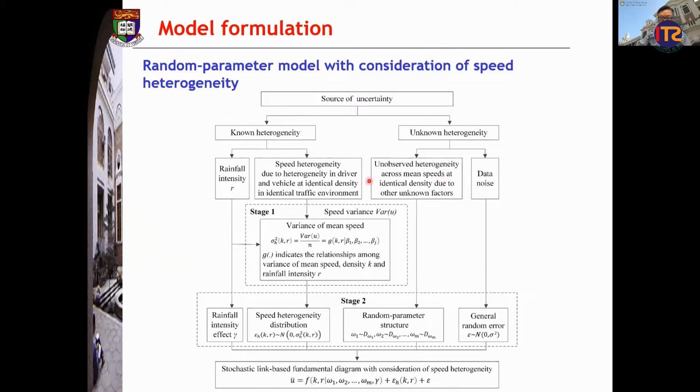Okay, there was also unknown heterogeneity. So we use the unobserved heterogeneity across the mean speed, and then we use the random parameter structure on the model parameters to describe this unobserved heterogeneity, and the rest, the data noise, is governed by the general error term. By combining this, I have this stochastic link-based fundamental diagram with this implicit consideration of speed heterogeneity and the error term, and that becomes the function.